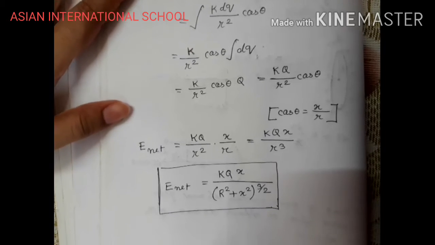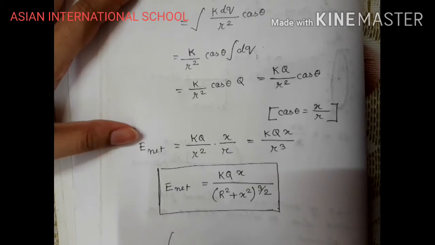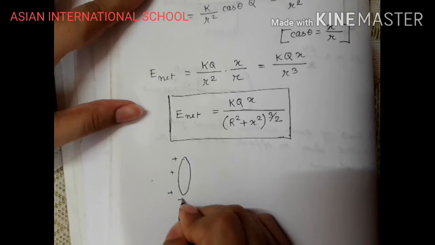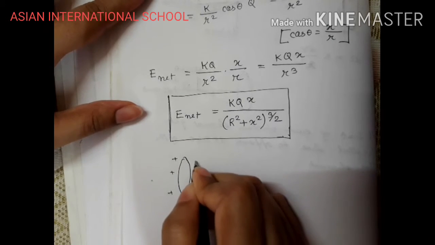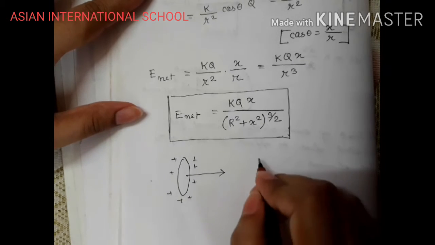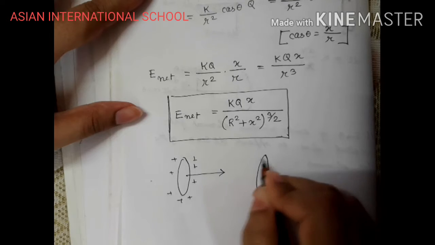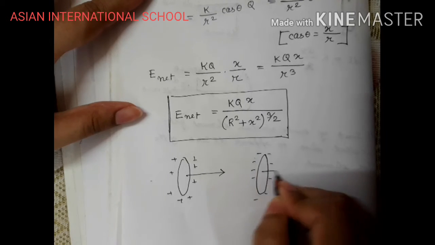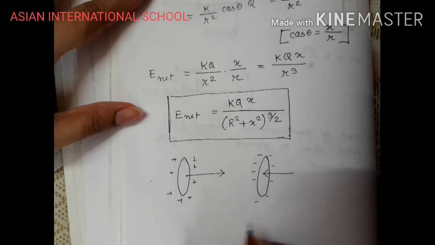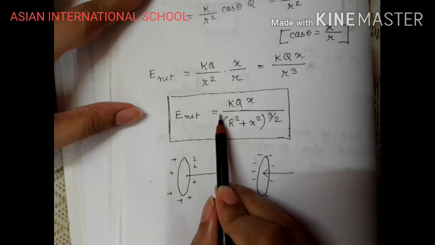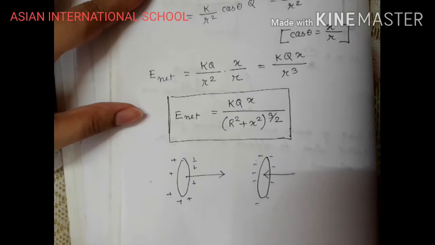Now, if the ring is positively charged, and here we are considering the ring to be positively charged, then the electric field will be directed outward from the ring. If it is negatively charged, then the direction of the electric field will be inward to the ring. So here I have taken a positively charged ring and I am getting a positive electric field.